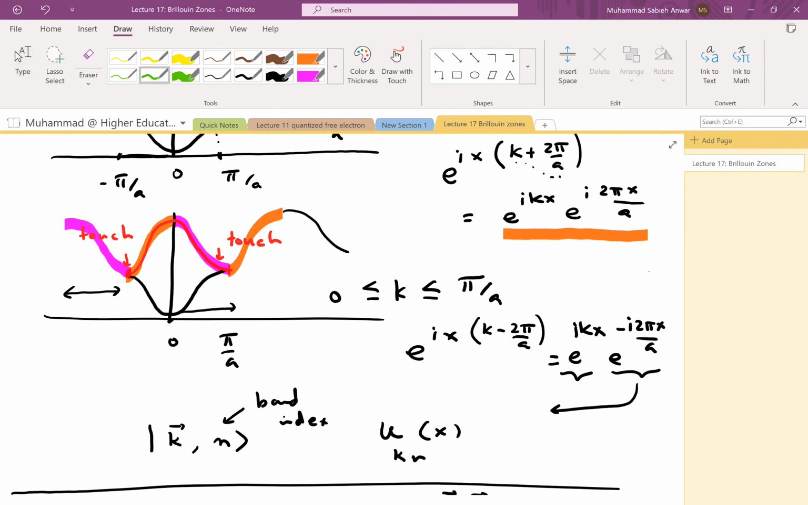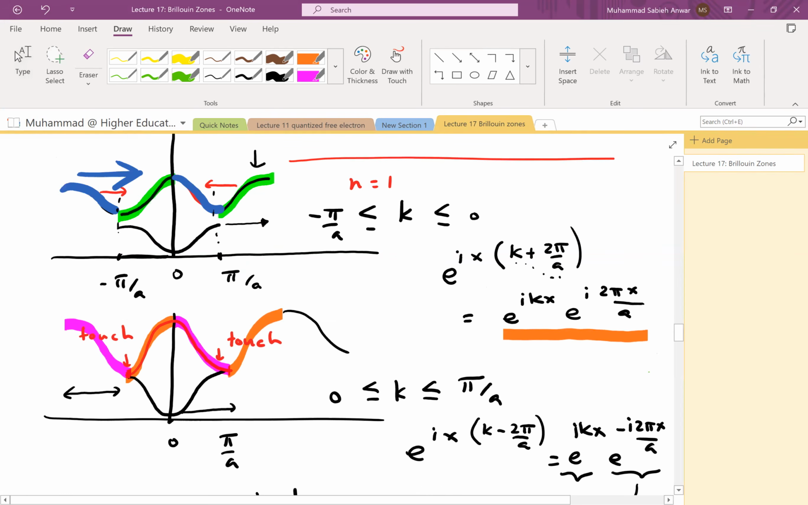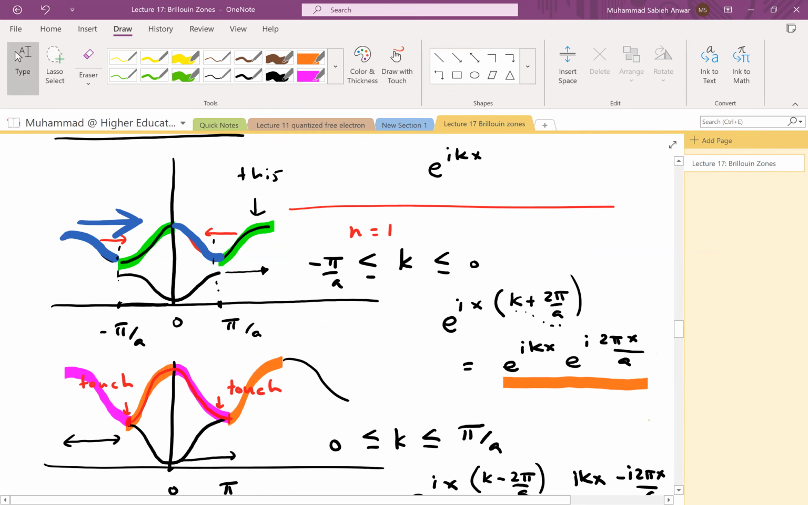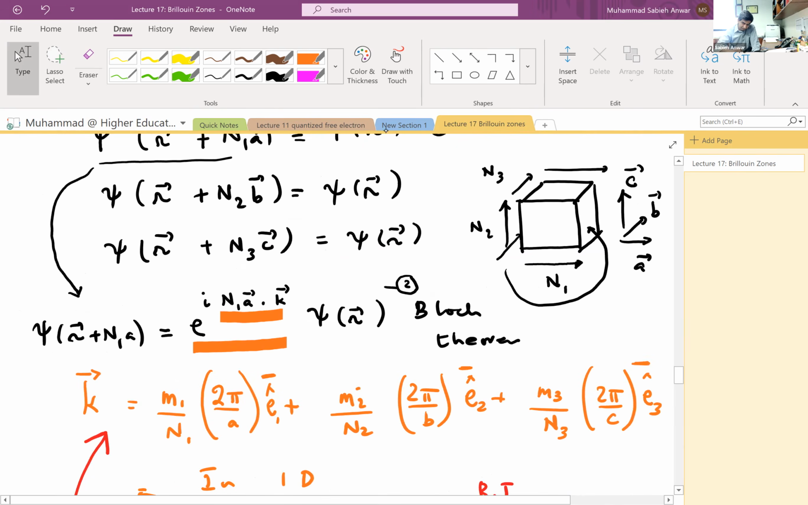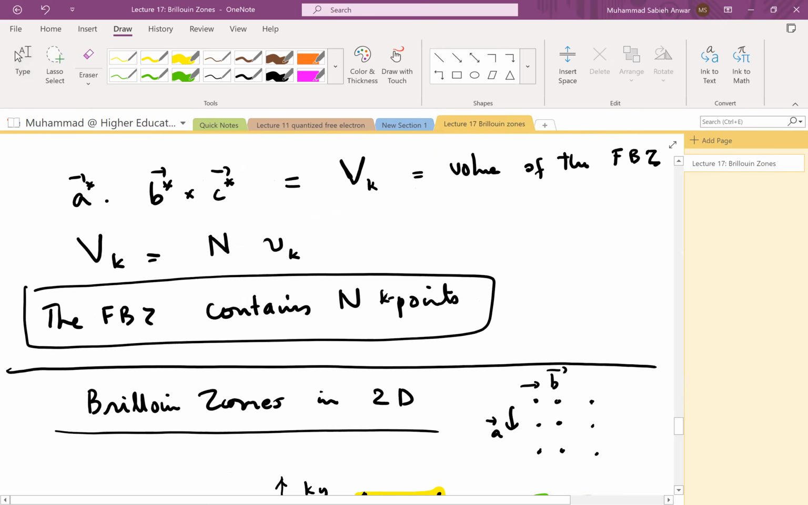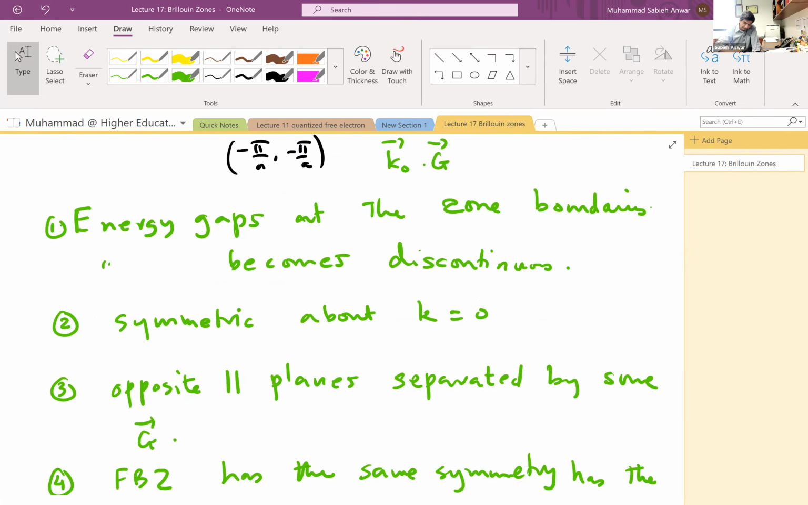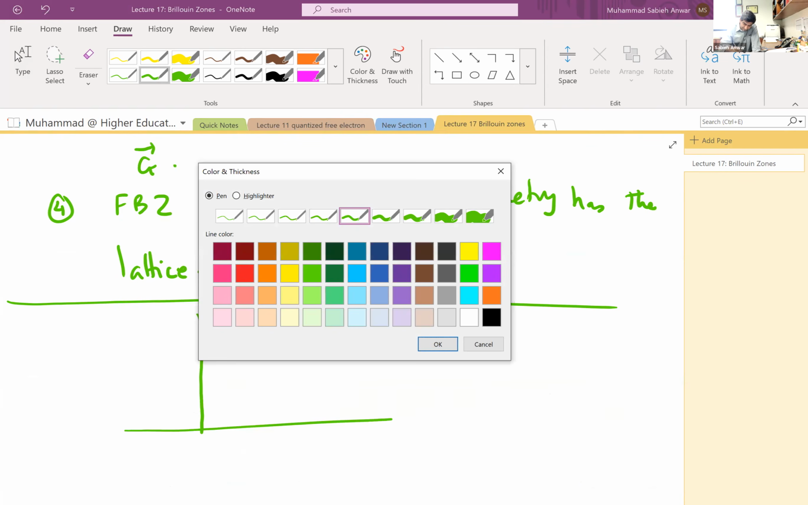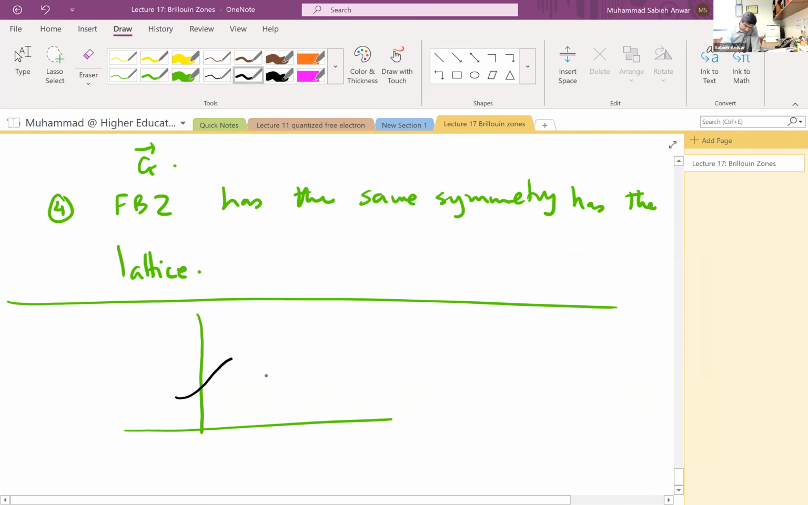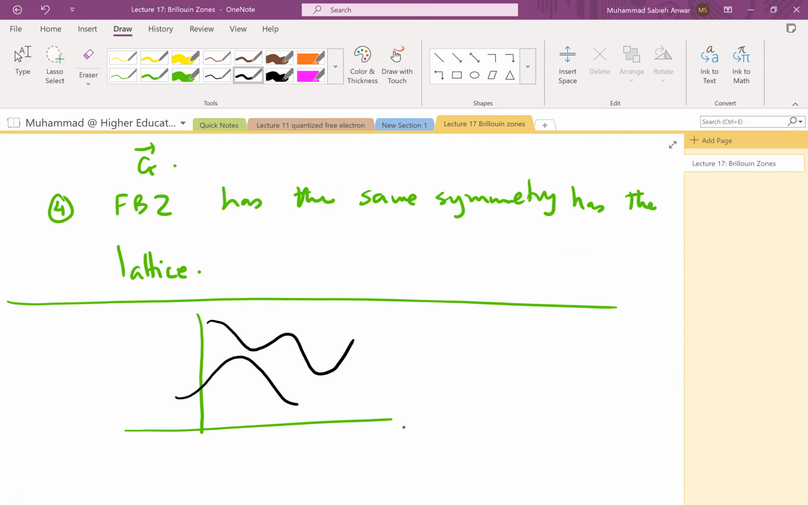Sir, regarding the forbidden gaps, in the diagram you drew, I wanted to ask whether forbidden gaps can also overlap with each other, or will they not? So there is a diagram of E versus K. Let me draw a diagram. You can have a scenario of this kind. You can have a band structure of this kind. You can have really complicated band structures.